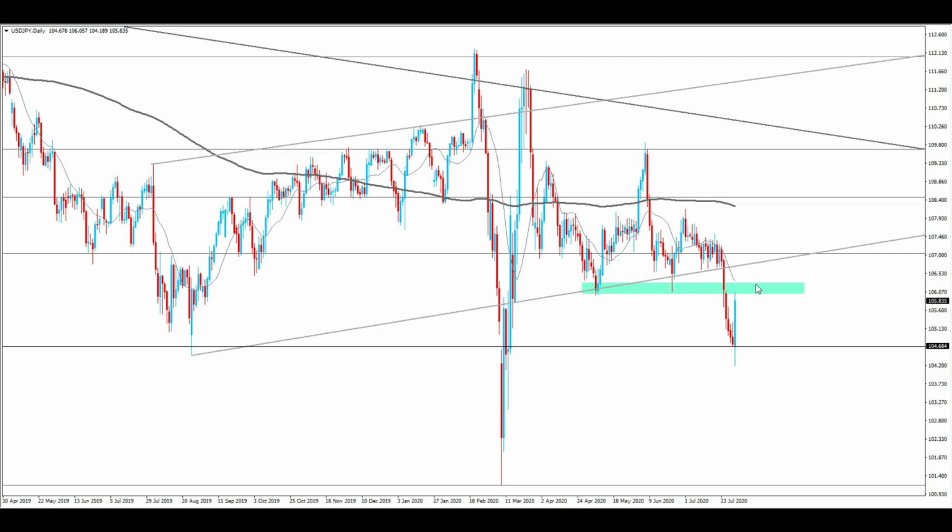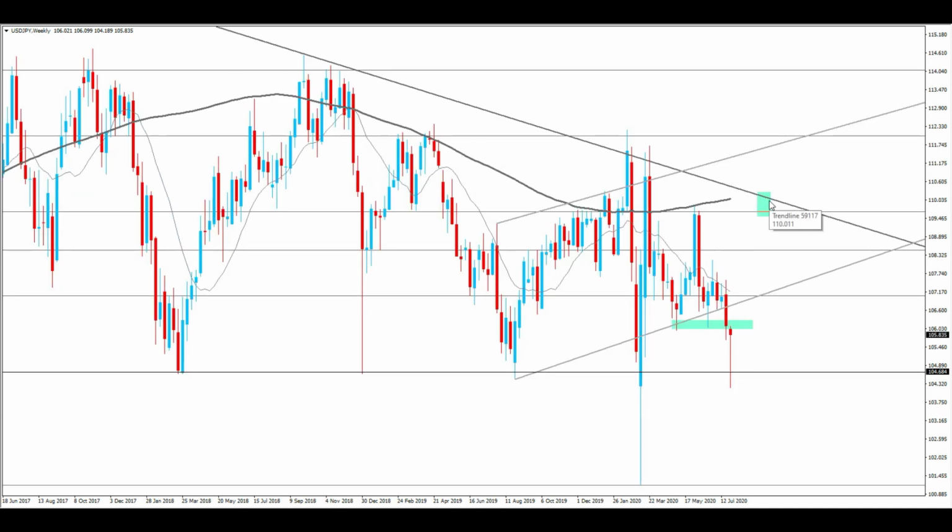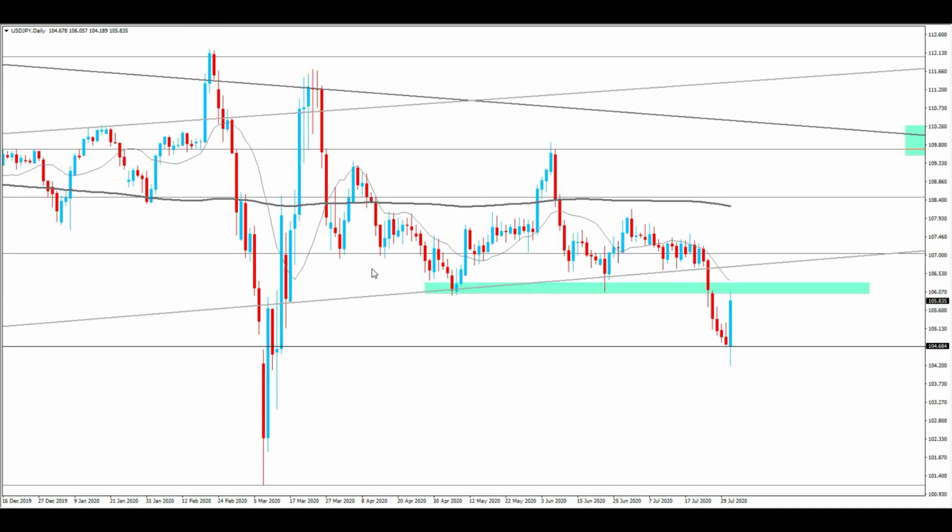But if price does break through this level here, since it did come from our weekly support, so it does have that higher time frame momentum, we could be seeing another push to the upside to make another lower high that we were talking about on the weekly time frame. So price makes another lower high before it continues that downwards trend. But then again, it all depends on this level here. If price does break it, we could be seeing that rise.